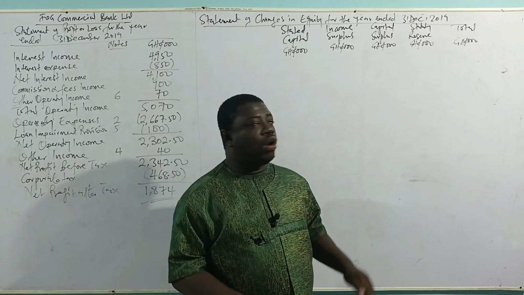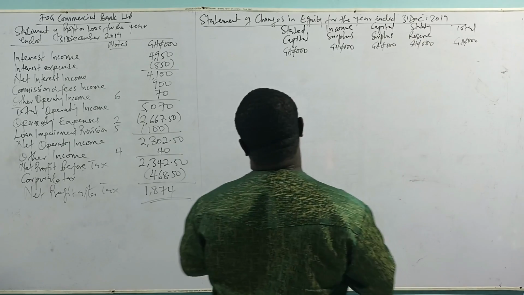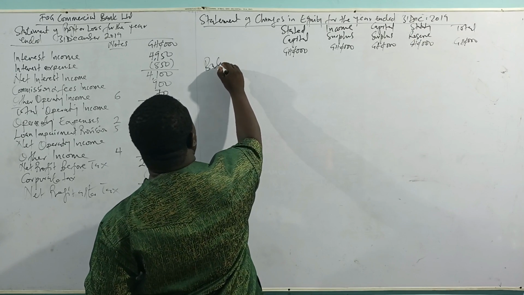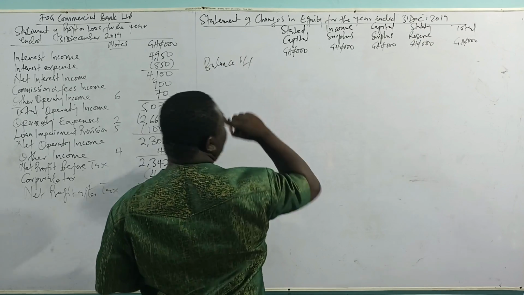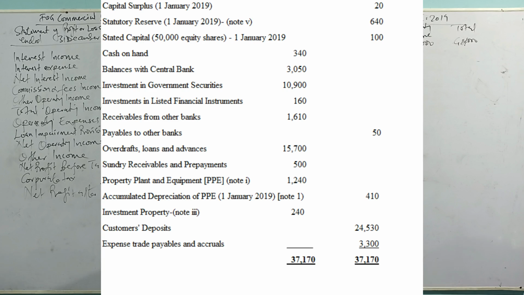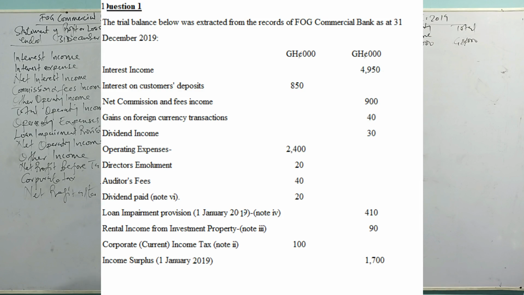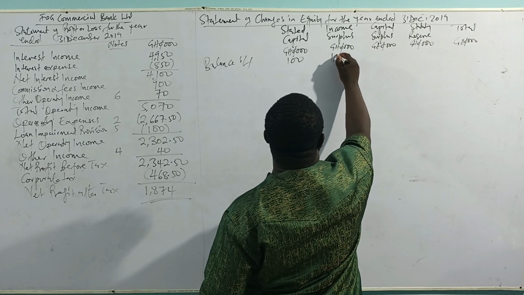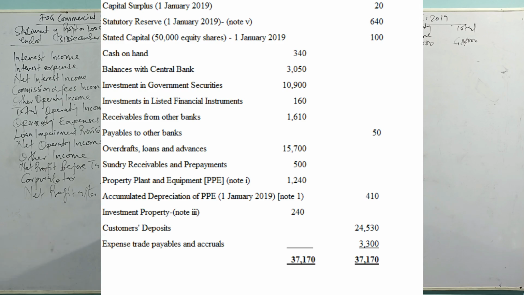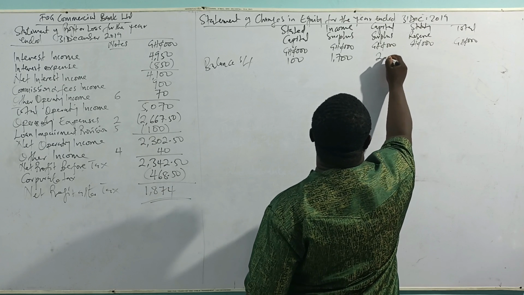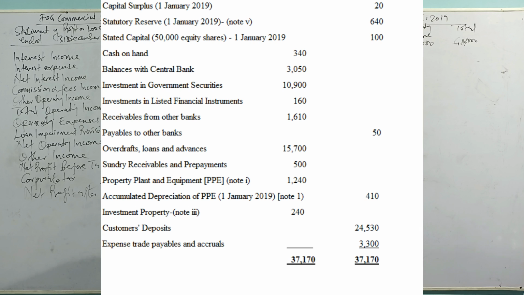All right. So what you do is to begin with your opening balance. So balance brought forward. For stated capital, the balance brought forward is 100. For income surplus from the question, the balance brought forward is 1,700. And then for capital surplus, the balance brought forward is 20. And then the statutory reserve, the balance brought forward is 640.